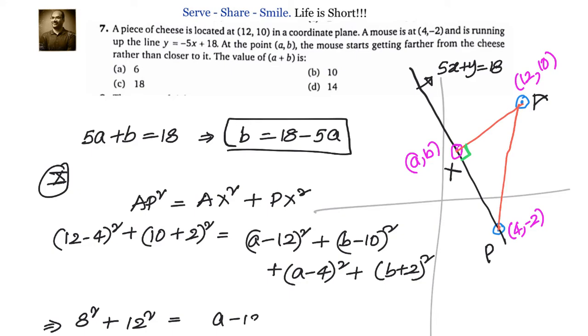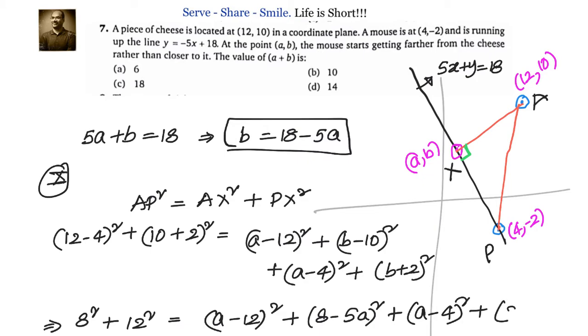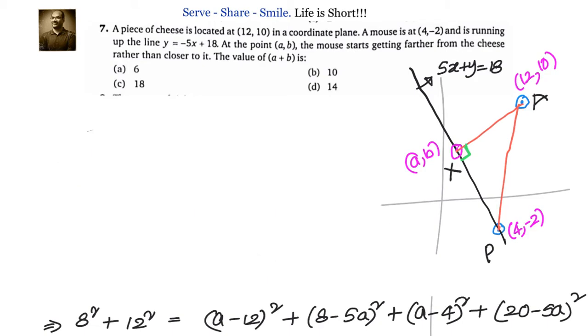So 8² + 12² after simplification equals (a - 12)² + (18 - 5a - 10)², that is (8 - 5a)², plus (a - 4)² plus (b + 2)², that is (18 + 2 - 5a)², or (20 - 5a)². Now this is a quadratic equation which we have to solve. 8² is 64, 12² is 144.